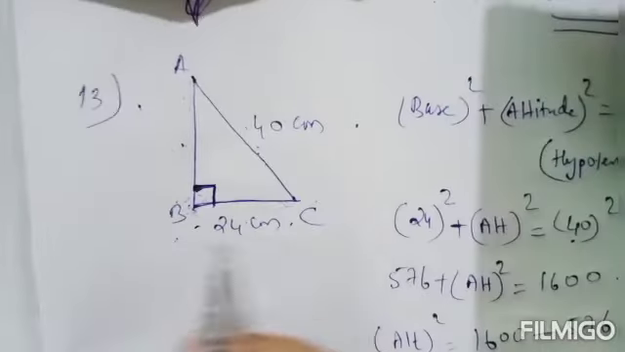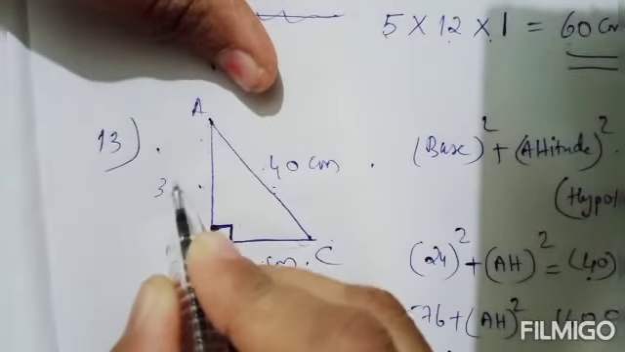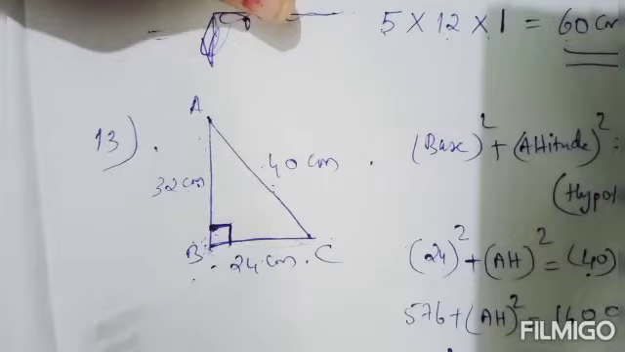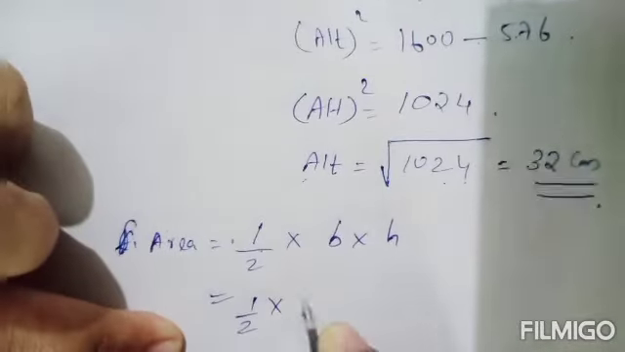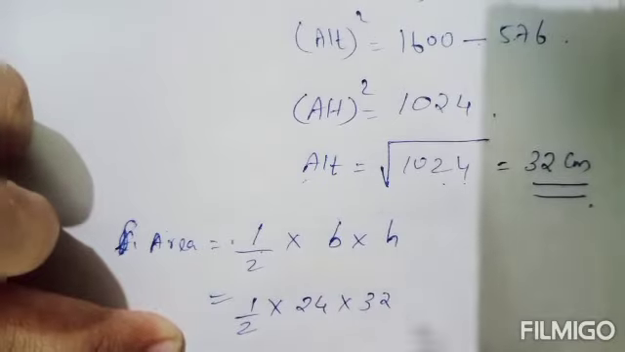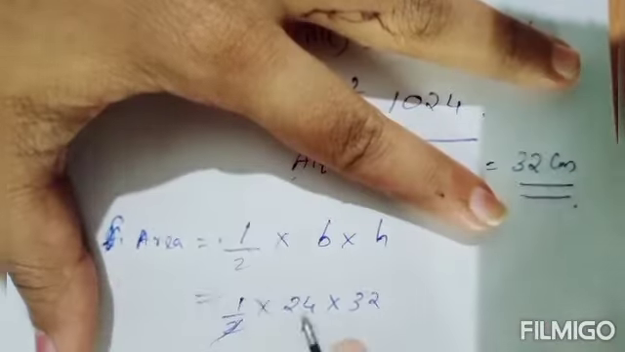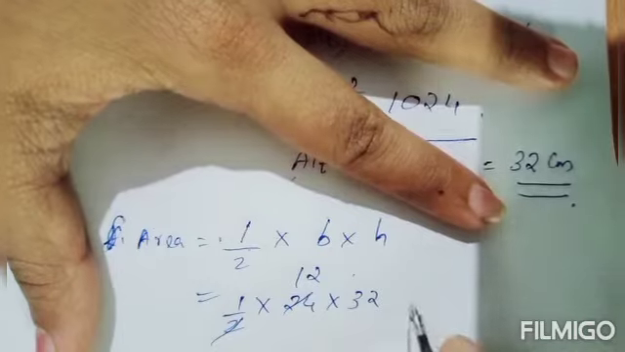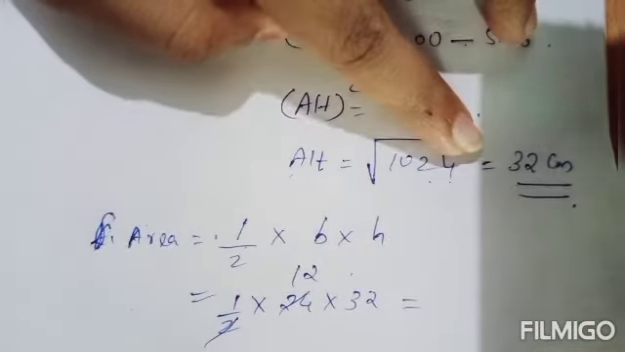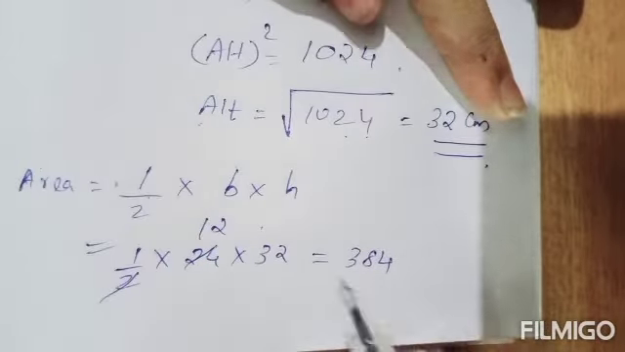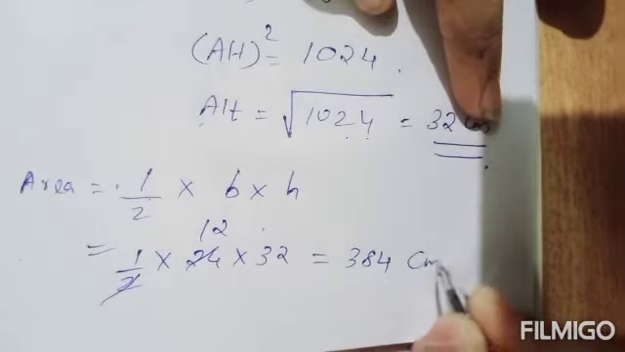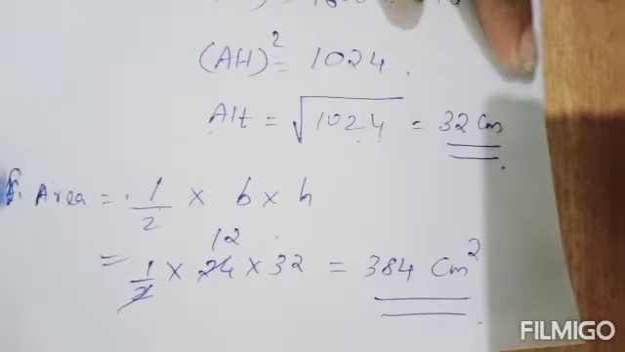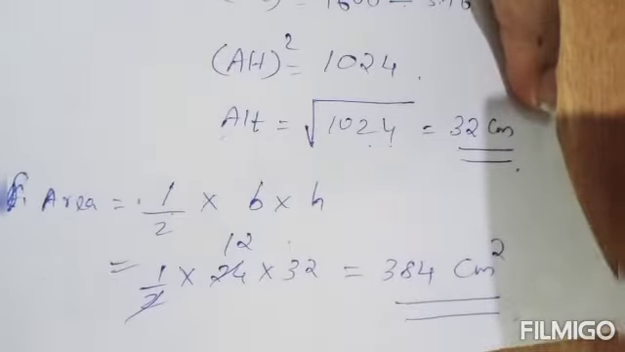Its base we take 24 centimeter and altitude we got 32 centimeter. So half into base, it is 24 into 32. Here 24 by 2 is 12. Now 12 into 32, you will get 384 centimeter square. So this is the area of that triangle.